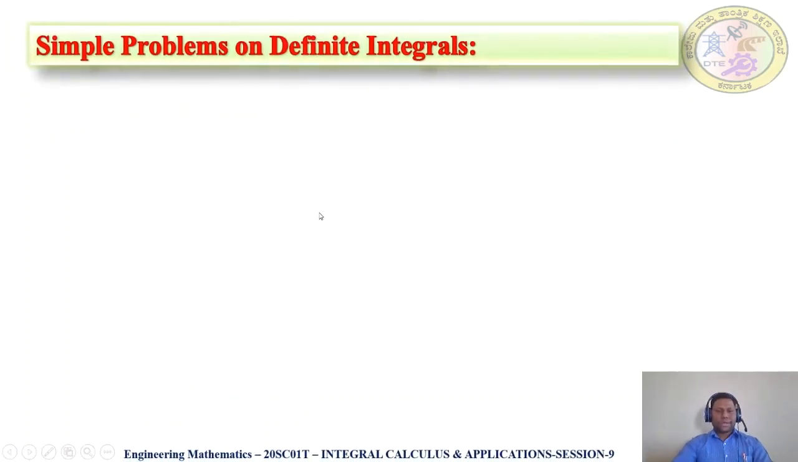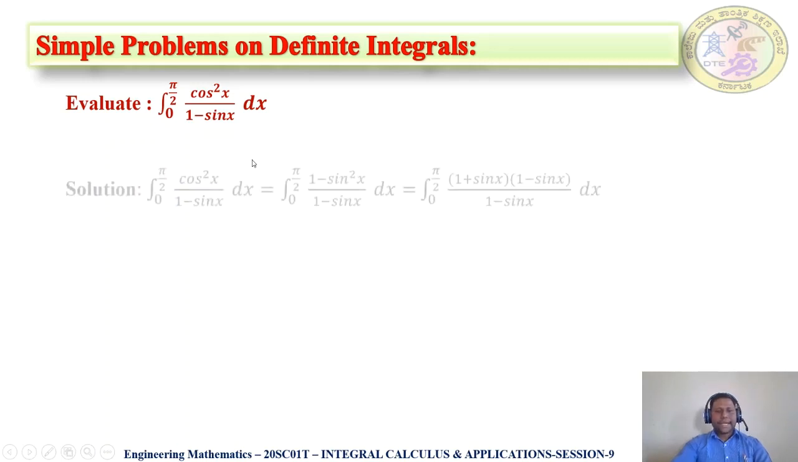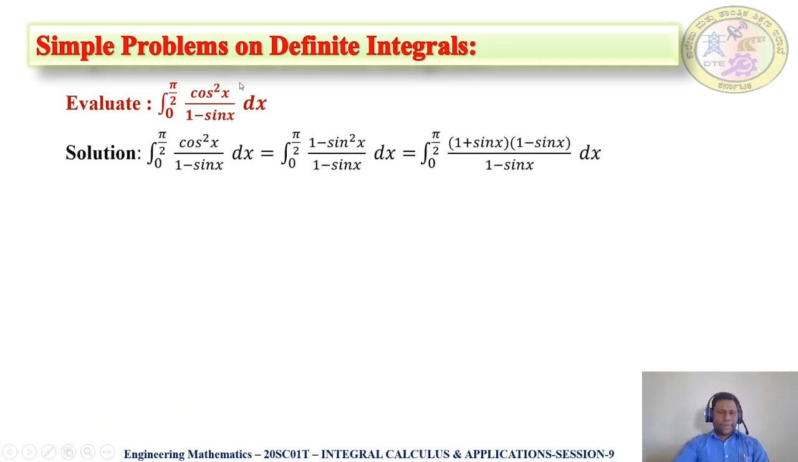Now we move on to another one. Integration from 0 to pi by 2 of cos square x divided by 1 minus sin x dx. Again here we don't have a direct formula, but we know that sin square theta plus cos square theta is equal to 1. Therefore, cos square theta is equal to 1 minus sin square theta. That means cos square x is equal to 1 minus sin square x.